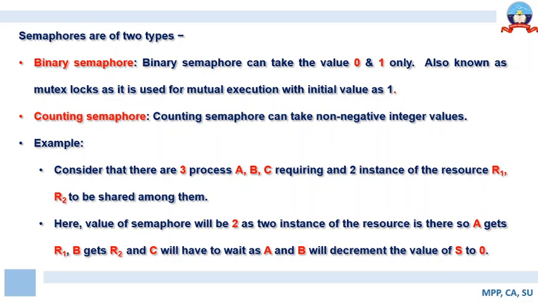Once the first instance and the second instance of the resource are allocated to A and B, the value of semaphore becomes 0, which implies that now C has to wait for A or B to release the resource after completing their execution. Only then can it be assigned to C. That is the way counting semaphore is used. Again, here there are three processes and two instances of resources.